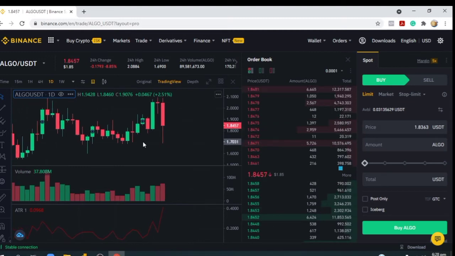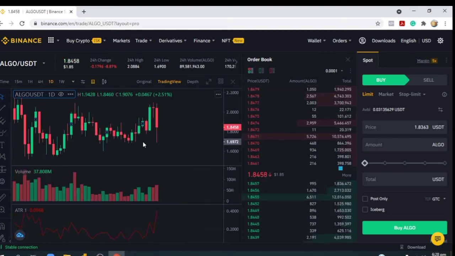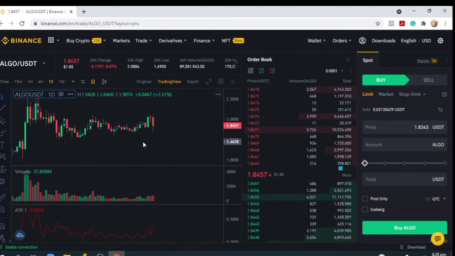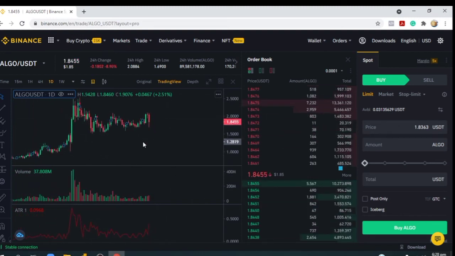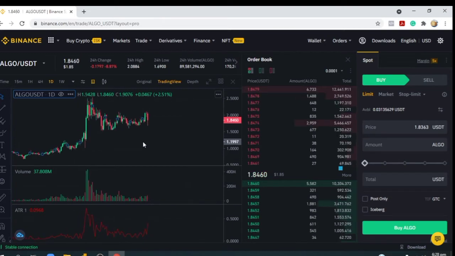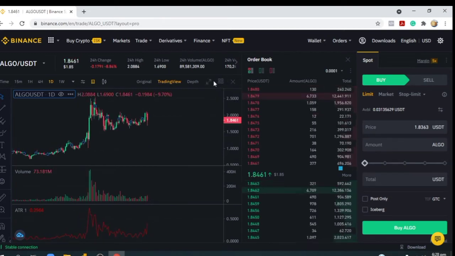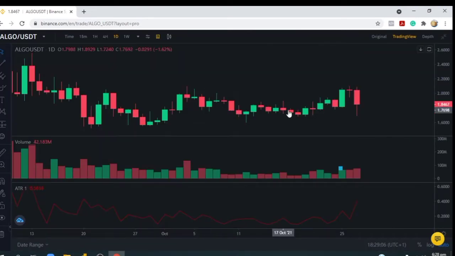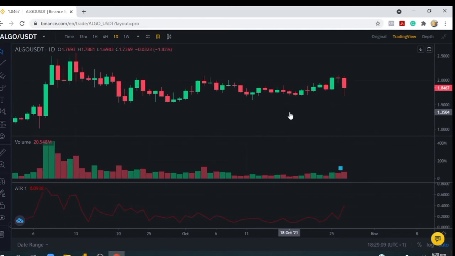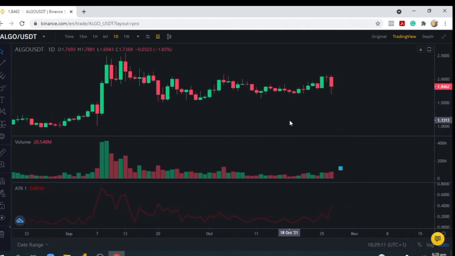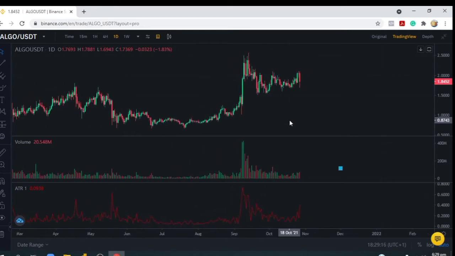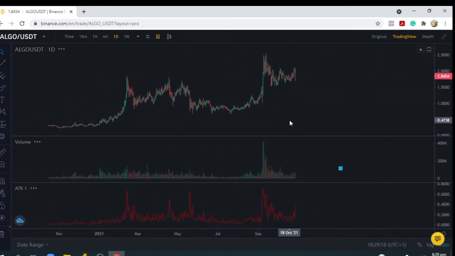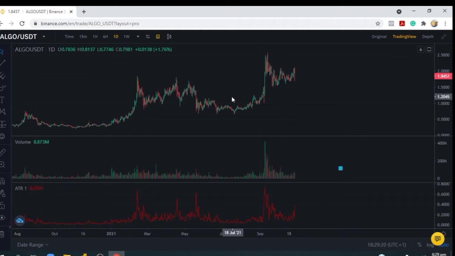So a candlestick chart can help us to identify the trend. Okay, so if I try to expand the view, I'll be able to see a particular pattern. So a candlestick chart helps us to identify if we are in an upward trend or a downward trend.